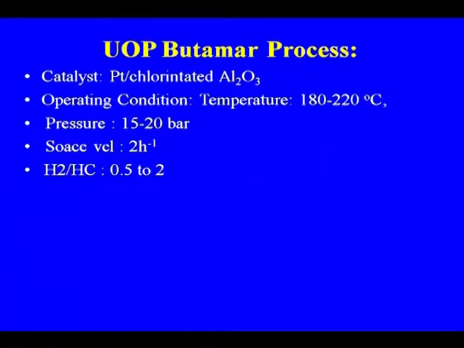Now, let us discuss some of the processes which are available for isomerization. UOP Butamer process, catalyst platinum on chlorinated alumina, operating temperature 180 to 220, pressure 15 to 20 bar, space velocity 2 per hour, hydrogen to hydrocarbon ratio 0.222.